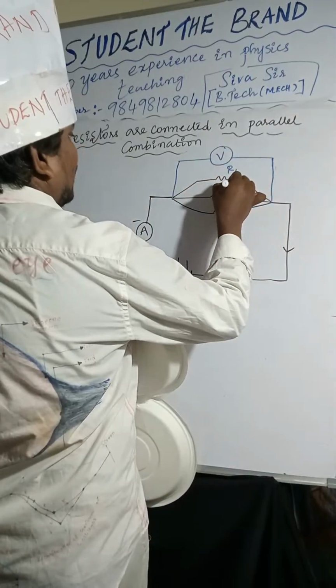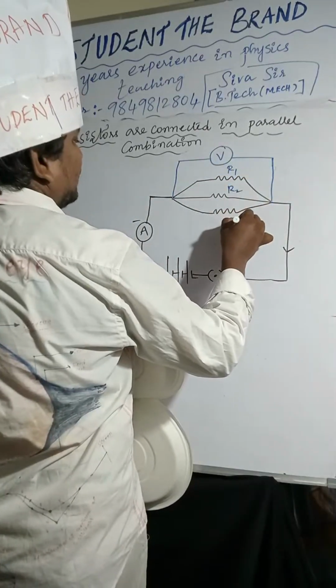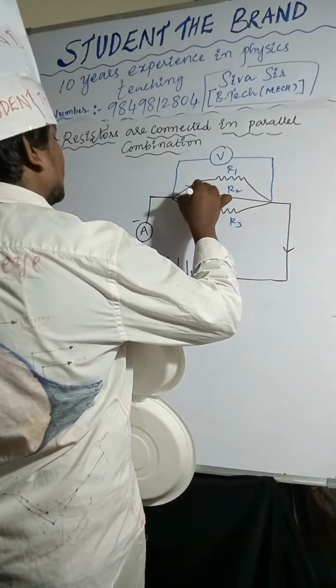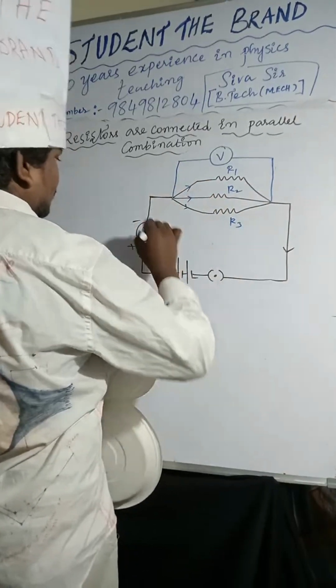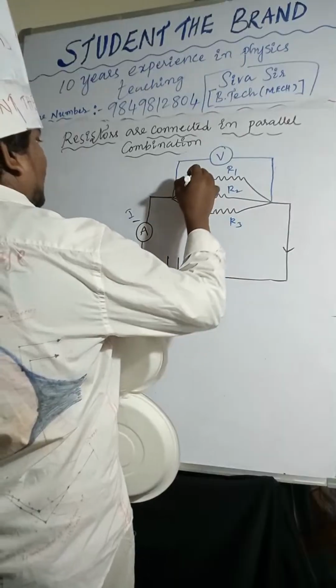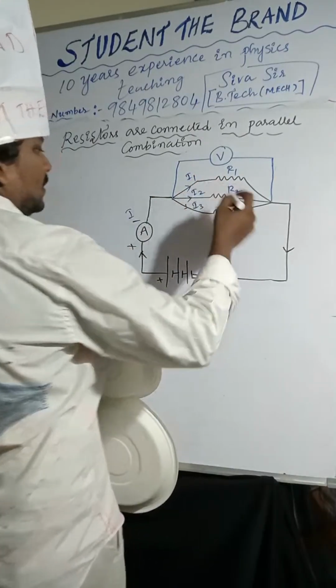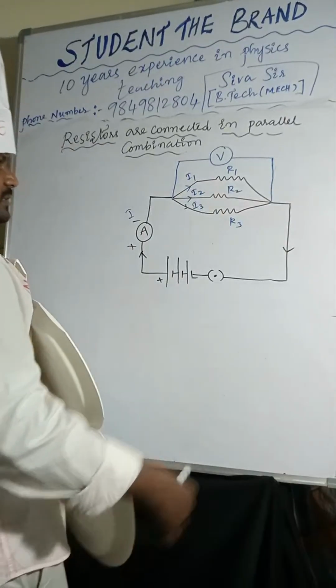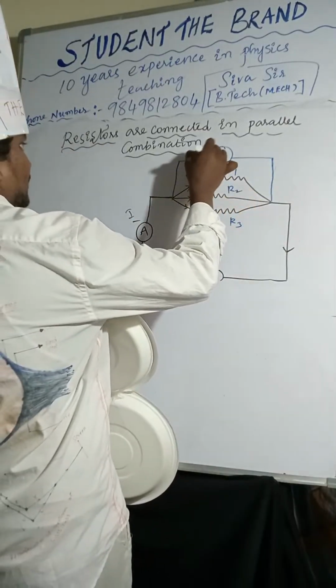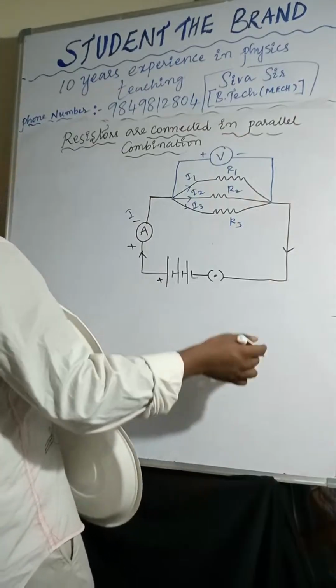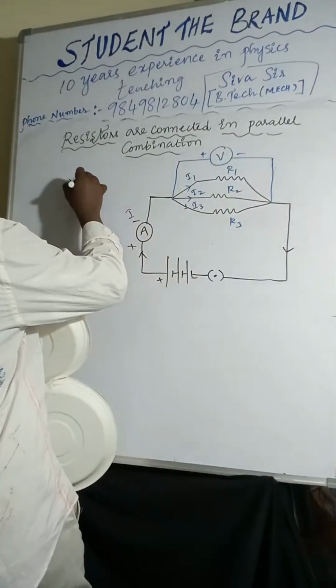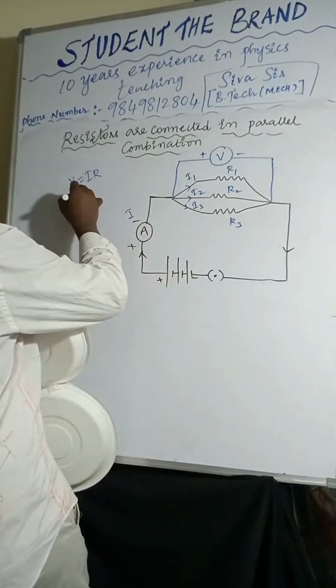R1, R2, R3 and I1, I2, I3. So current is dividing, right? Current is dividing, and potential difference is the same. From Ohm's law, V equal to IR, so I equal to V by R.